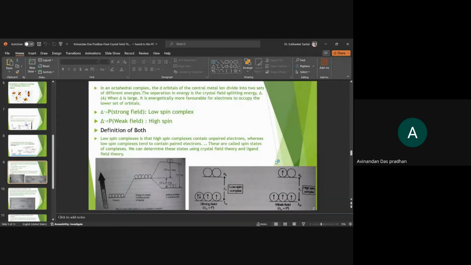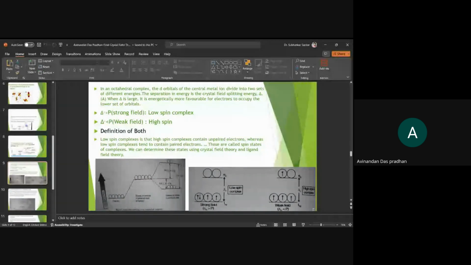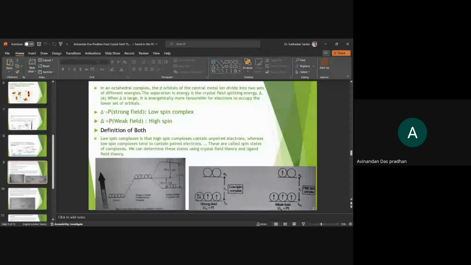In the tetrahedral crystal field, the orbitals imply the same T2g and Eg sets of orbitals as in the octahedral crystal field. Here, the same thing as we saw before: dx square minus y square and dz square are at the higher energy, and dxy, dxz, and dyz are at the lower energy.